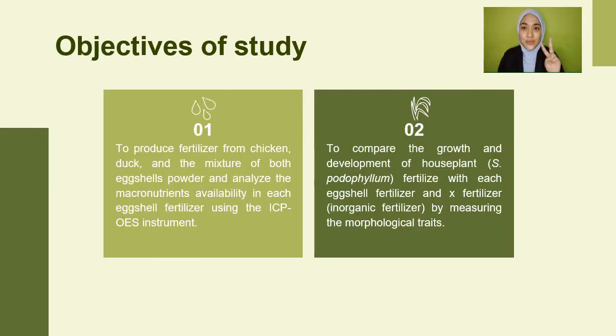There are 2 objectives of this study, of which the first one is to produce fertilizer from chicken, duck, and the mixture of both eggshell powder, and analyze the micronutrient availability in each eggshell fertilizer using the ICP-OES instrument. The second objective is to compare the growth and development of houseplant Syngonium Podophyllum fertilized with each eggshell fertilizer and eggs fertilizer, which is inorganic fertilizer, by measuring the morphological traits.